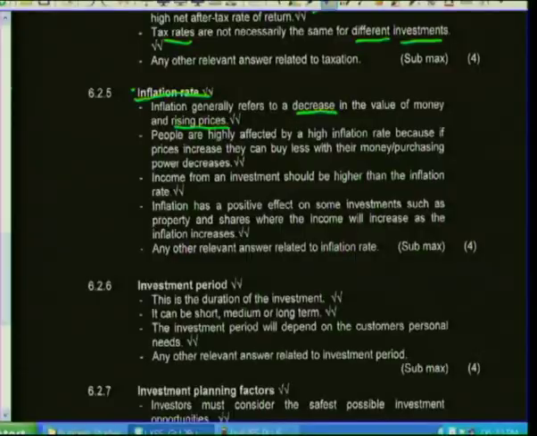Inflation says people are highly affected by a high inflation rate because if prices increase, they can buy less with their money because your buying power decreases. Income from an investment should be higher than the inflation rate. So we said that just now. Make sure that it's going to beat inflation. Inflation has a positive effect on some investments such as property and shares because it will beat it. It will grow with it.